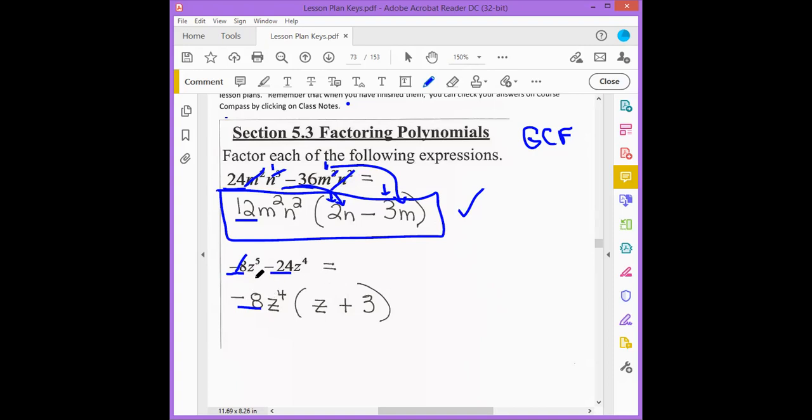Our z term, we can factor z to the 4th power from our first term and our second term. Z to the 4th power, when we factor from the first term, we get 1z, z by itself, left over. And when we factor z to the 4th from the second term, that cancels out. So our answer would be negative 8z to the 4th power times z plus 3.